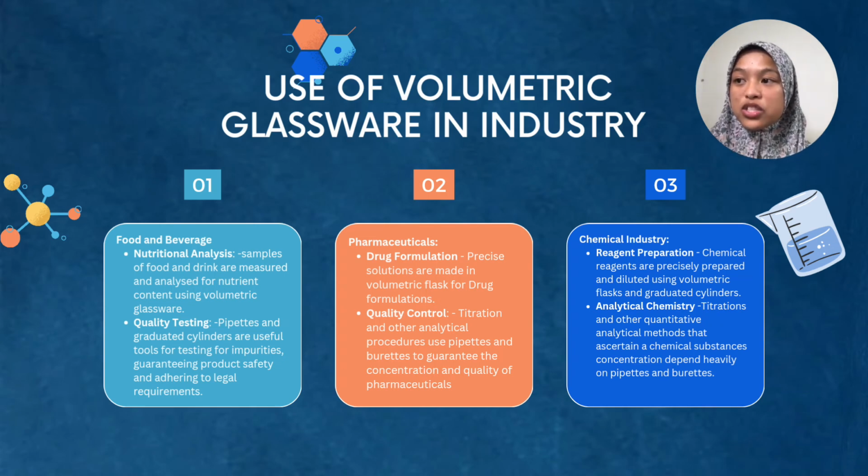Second is pharmaceuticals. In drug formulation, precise solutions are made in volumetric flasks for drug formulations. In quality control, titration and other analytical procedures use pipette and burette to guarantee the concentration and quality of pharmaceuticals.